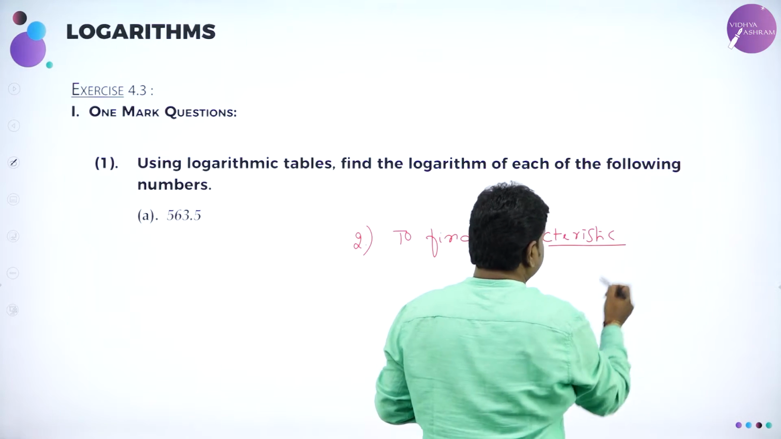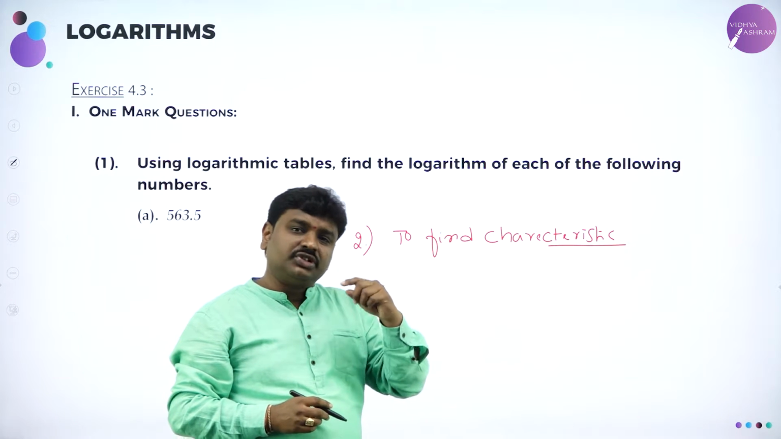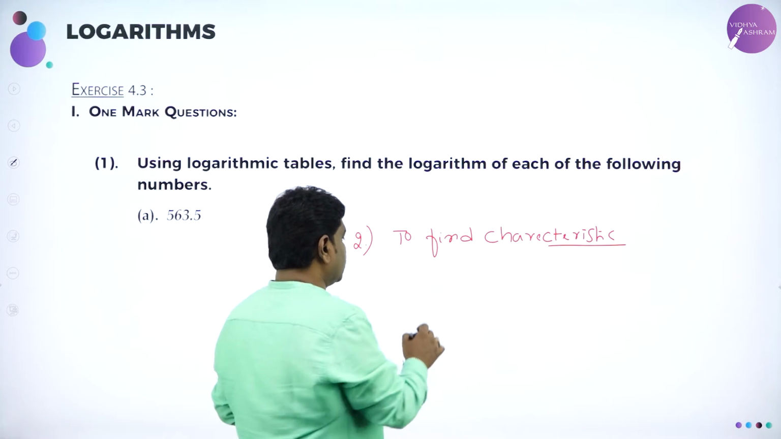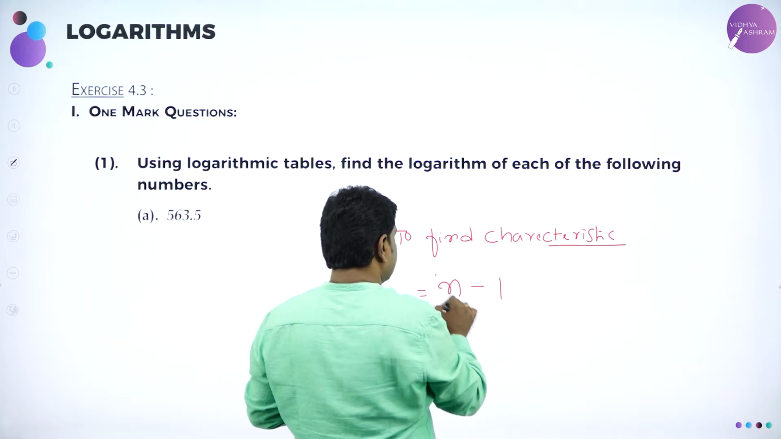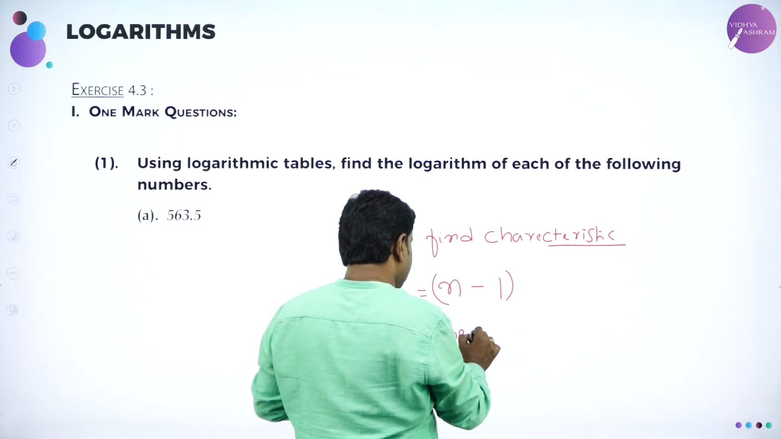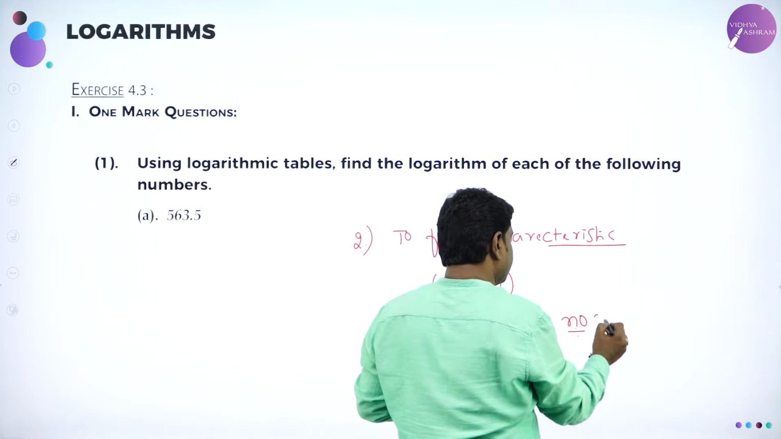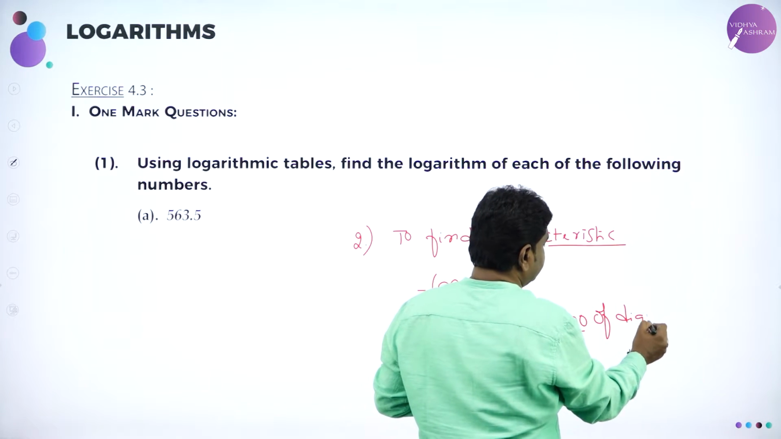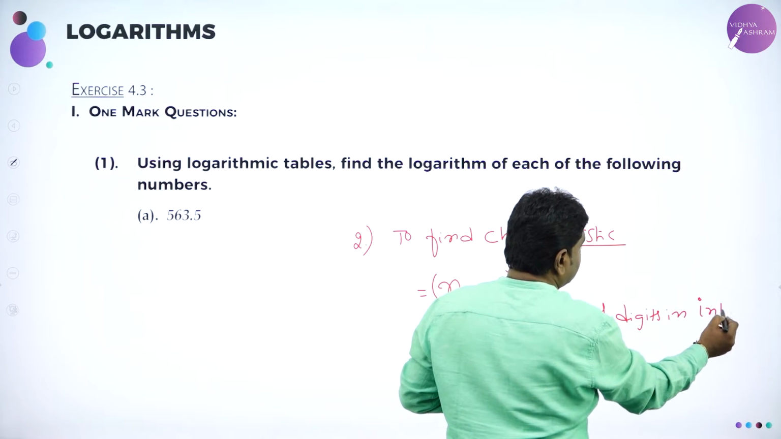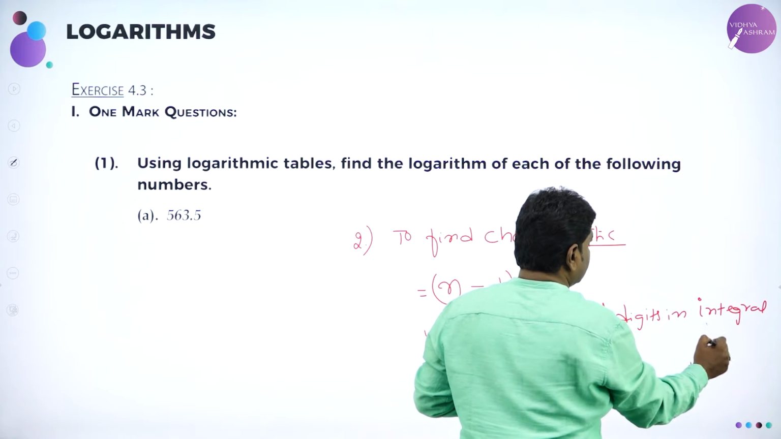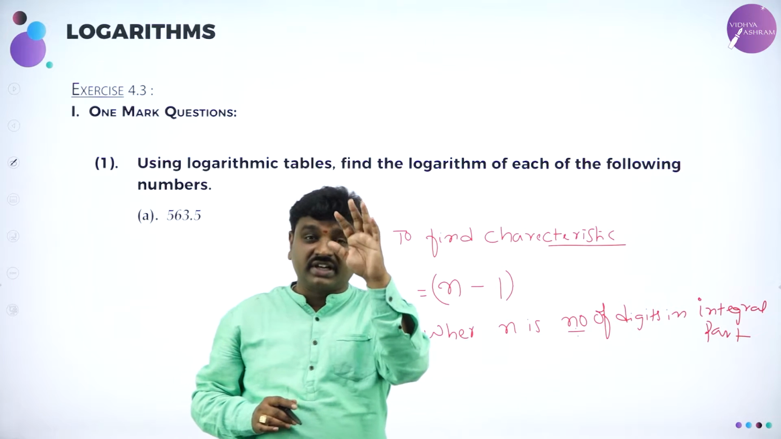How to find characteristic is simple. Number of digits before decimal minus 1, or we say it is equal to n minus 1, where n is number of digits in integral part. Dear students, I am not teaching you how to find log completely. First I am teaching you how to find characteristic.